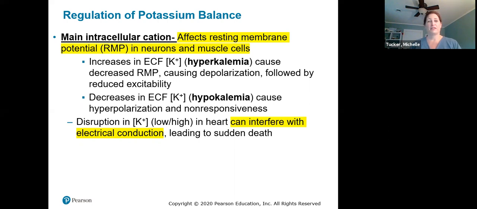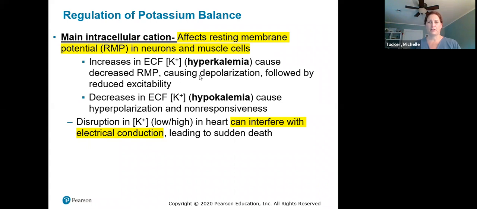Okay. For potassium balance, the reason why it is important to regulate potassium levels is because potassium is the main intracellular cation. Sodium is the main extracellular cation, but it's the balance between sodium and then potassium that affects resting membrane potential. So if potassium is out of balance, whether it is high or whether it is low, it will cause electrical disruption by affecting the resting membrane potential.